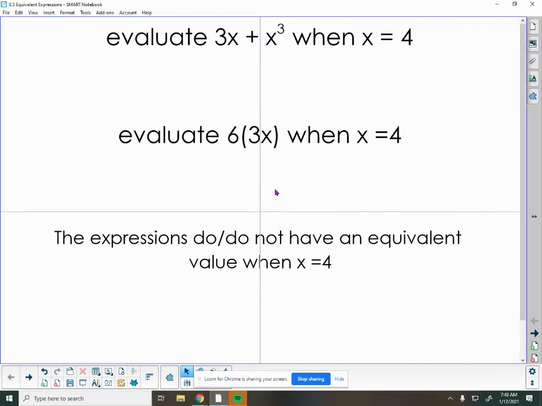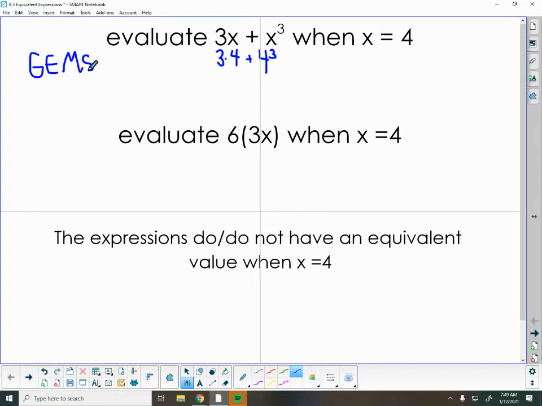So we are going to do a few similar problems, and then I'll have you try yours on task 1. So we're going to evaluate, again, that means to find the value, 3x plus x cubed, when x equals 4. So the first thing we want to do is plug it in. So this becomes 3 times 4, not just 34, plus 4 cubed. So we still have to follow our order of operations. So we don't have any groups, but we do have exponents.